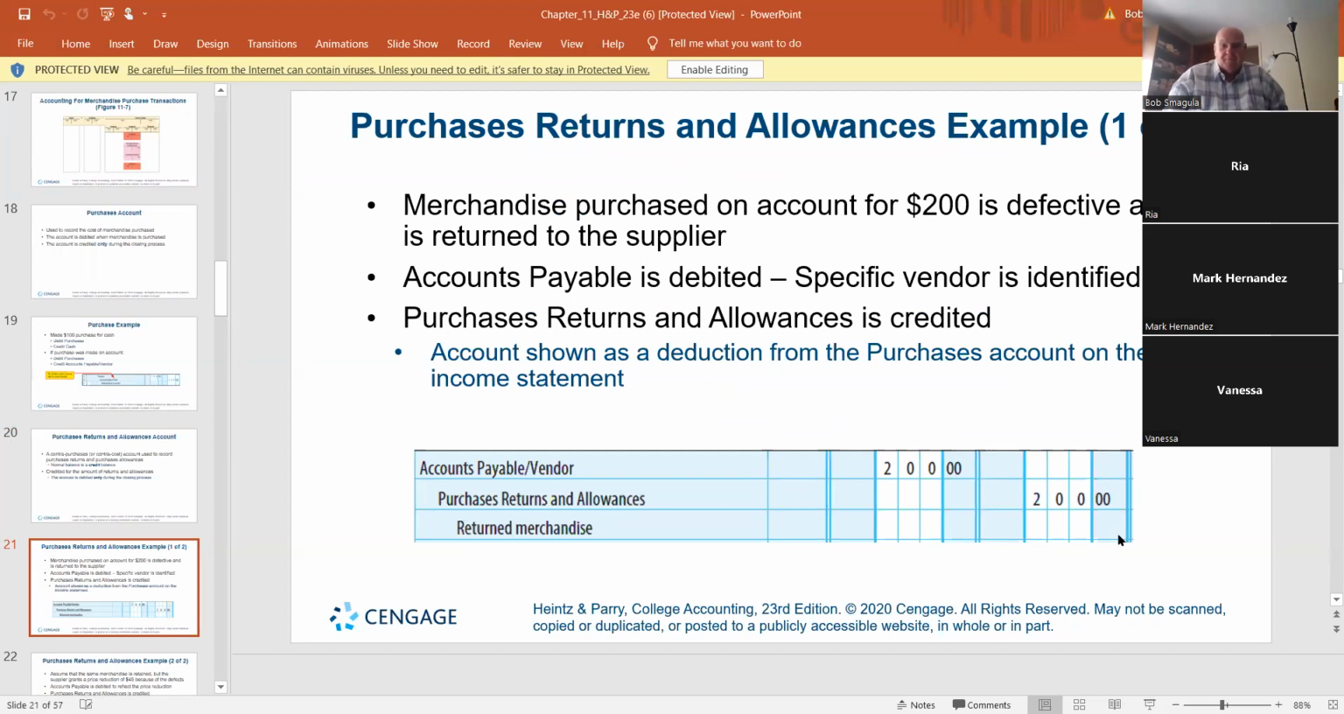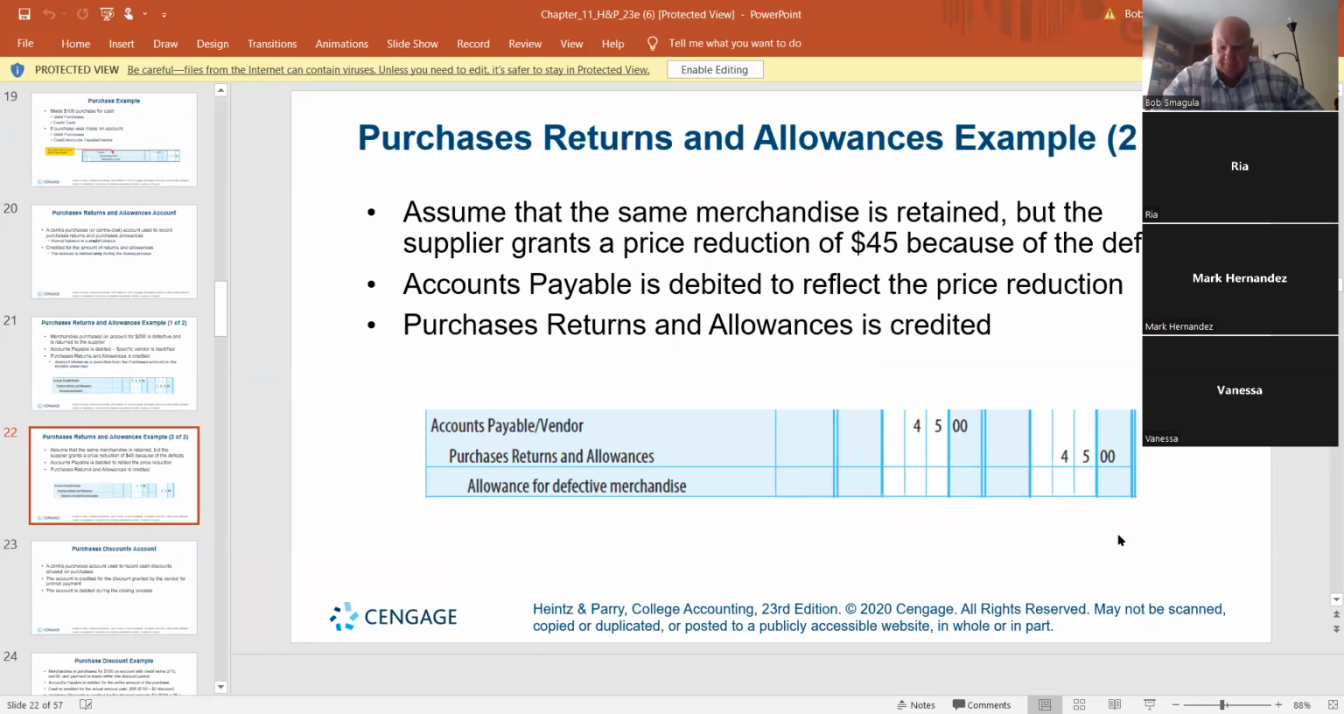Here's a little example. Company bought something on account for $200. It turned out to be defective, so they got permission to return it. Well, we don't owe the $200 any longer, so we get to debit accounts payable to reduce that to zero, and we credit purchase returns and allowances, which is a contra cost account, and thus that gives us $200 of income.